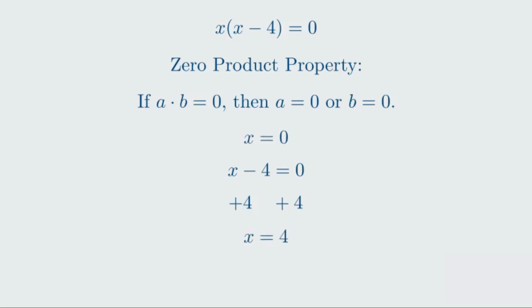But we're not done yet. Whenever you square both sides of an equation, you must check your answers. This is because squaring can sometimes introduce what we call extraneous solutions. An extraneous solution is a value that solves the squared equation, but not the original equation. Let's check our 2 possible solutions.